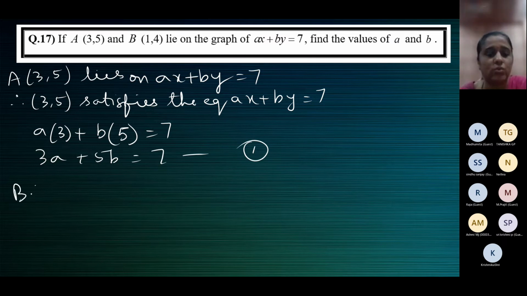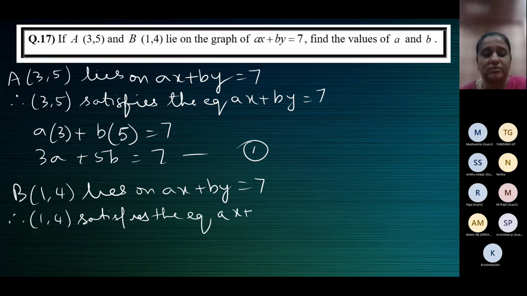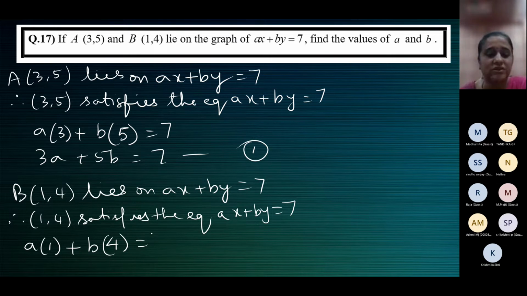Then the point 1 comma 4 lies on ax plus by is equal to 7. Therefore 1 comma 4 satisfies the equation ax plus by is equal to 7. So in place of x 1, in place of y 4: a into 1 plus b into 4 is equal to 7. So a plus 4b is equal to 7 is the second equation.